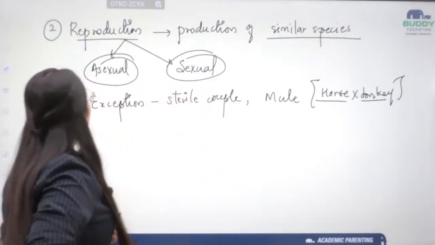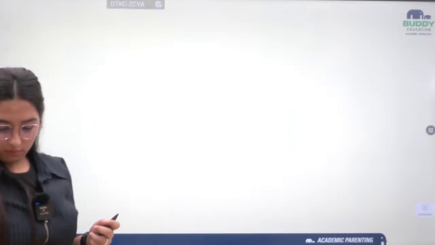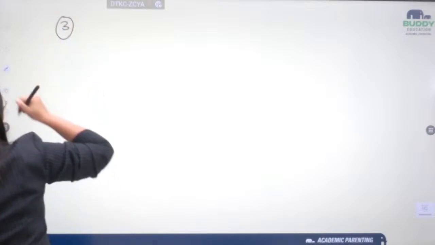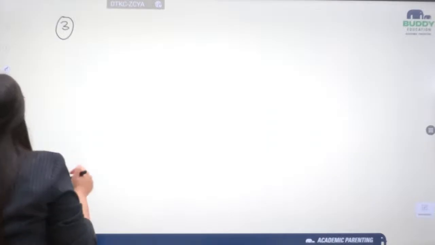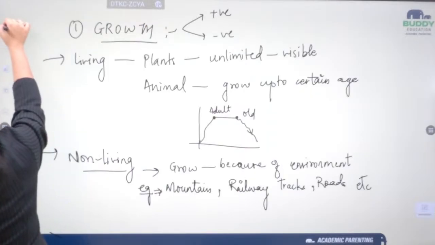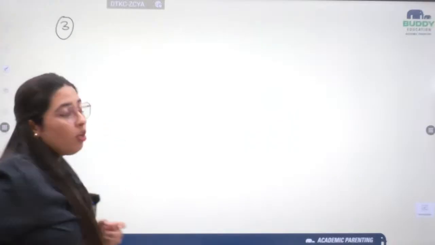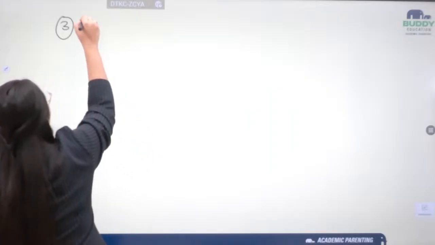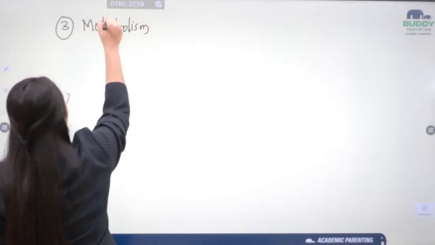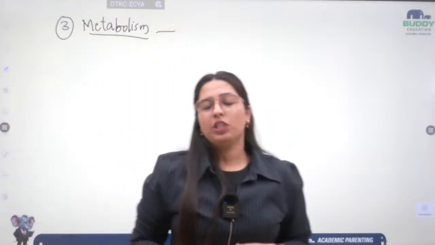Okay, moving forward to the third point, which might be I have skipped. What was the third point? Okay, metabolism, and then we have cell organization. So moving forward to the third point, which is metabolism.